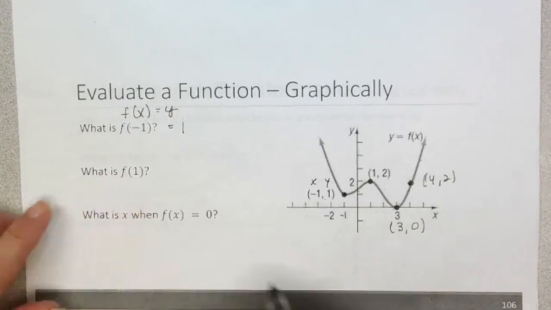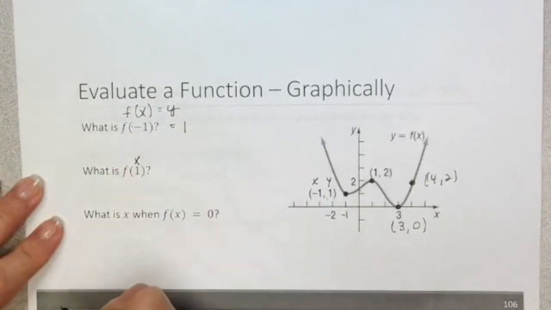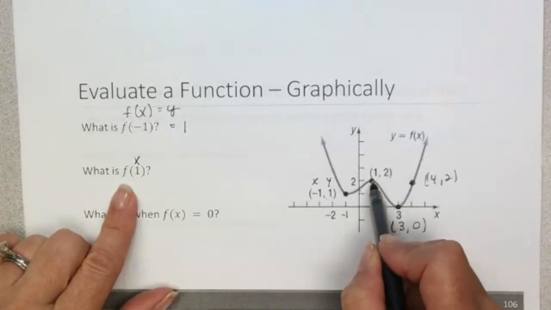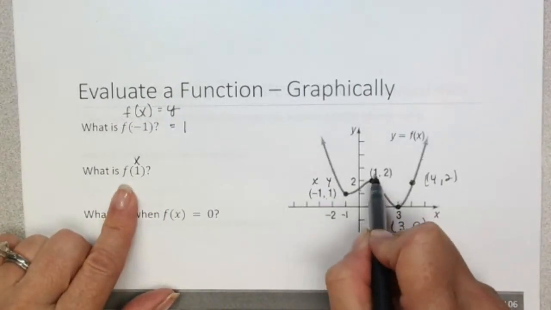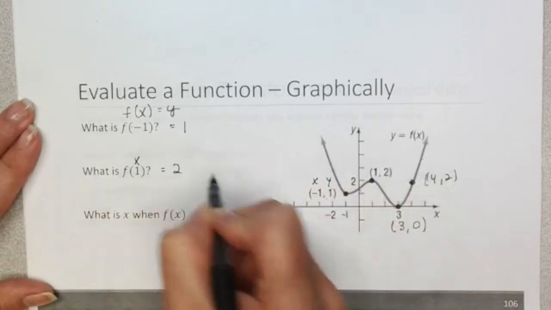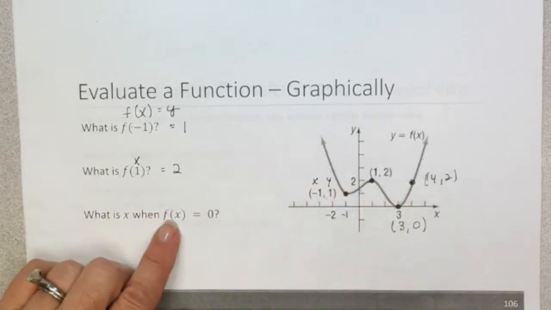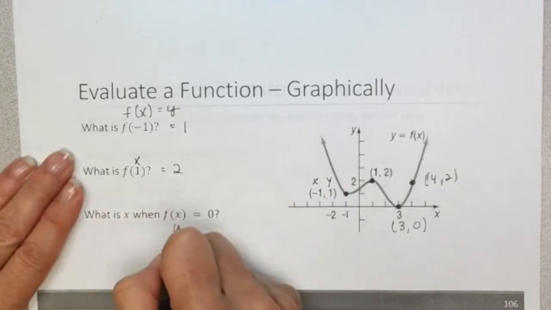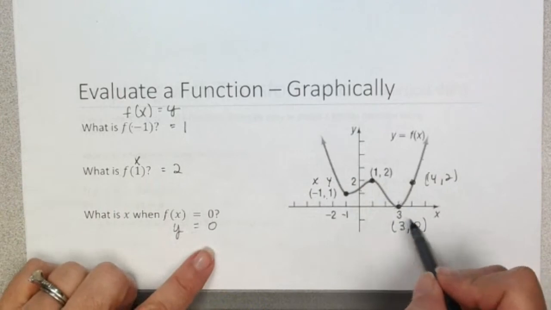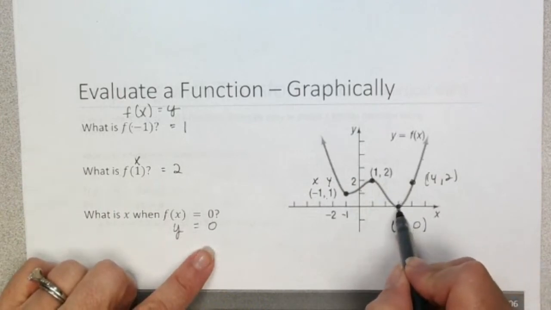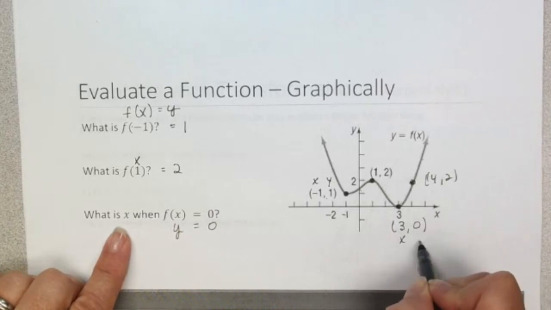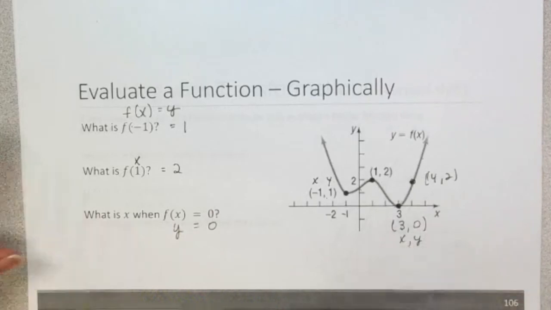What about f of 1? Well, when x is 1, what is y? When x is 1, that's that point right there. X is 1, y is 2. So f of 1 is going to equal 2. Right? Well, what is x when f of x equals 0? This is saying y equals 0. F of x is function notation for y. When y is 0, looks like we're right here at this point on the graph. That means x is going to be 3. When y is 0, x is 3.